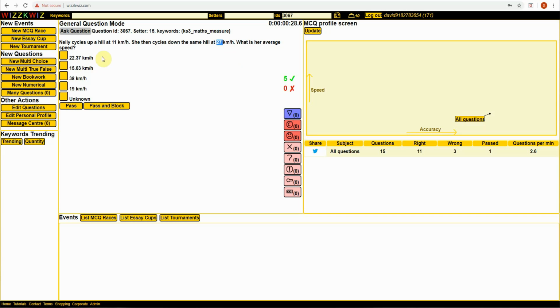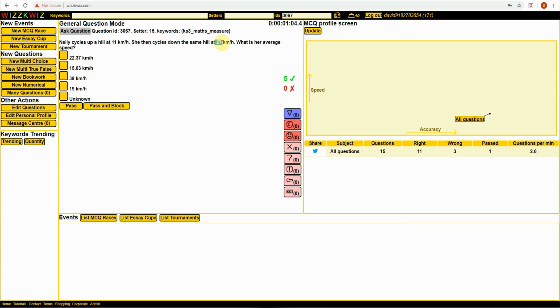Now the temptation here is to add that to that, get 38, divide by 2, and get 19. In fact, that's not the answer. The reason, you have to do a little bit of algebra to work out exactly what the answer is. The exact answer is in fact 15.63. This one. The reason it's less than 19 is because if you go uphill at 11 kilometers per hour, you're actually going uphill for a lot longer than you're going downhill. So the average is much more weighted towards the slower speed than the faster speed.